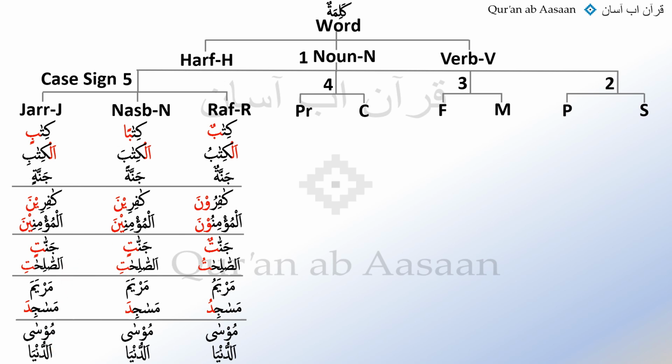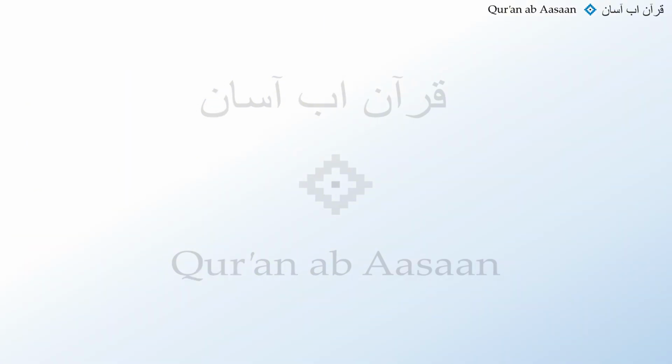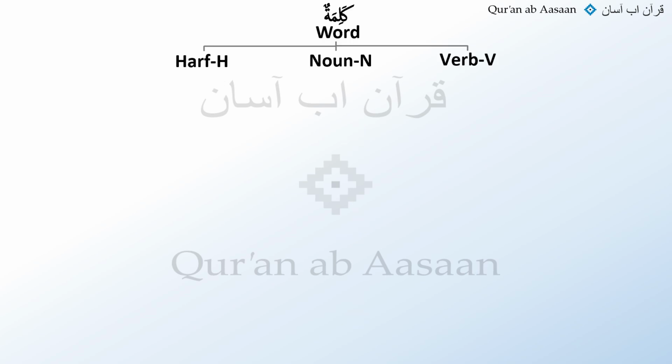Let's move on to something more exciting. Let's see. What is the word on the screen coming up? It's min, ila, ala, and fi. How do we understand what these words are? What is the first thing we learned to do? Where did we start? Whenever we have any word in Arabic, the first thing we try to do is see if it's a noun or a verb or a harf.